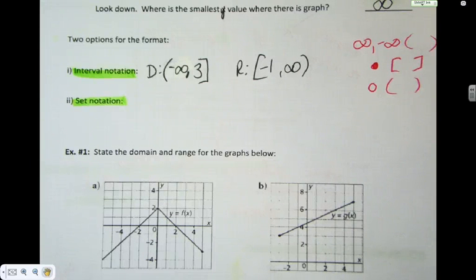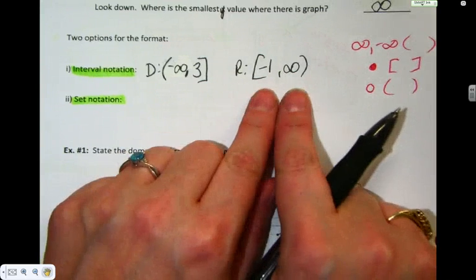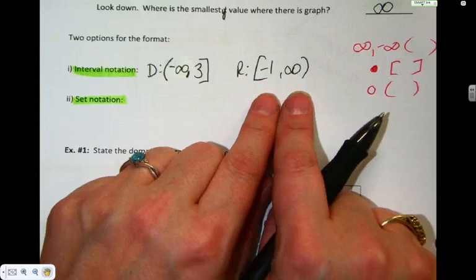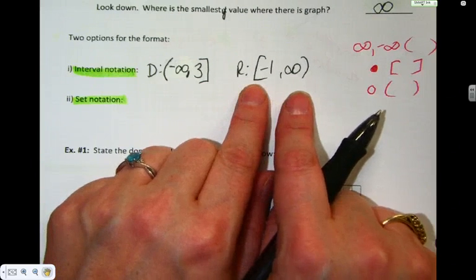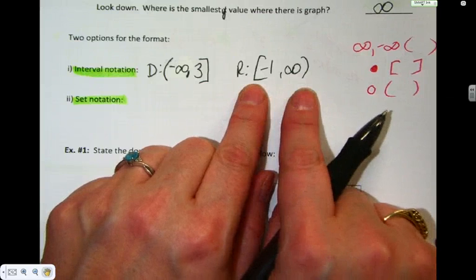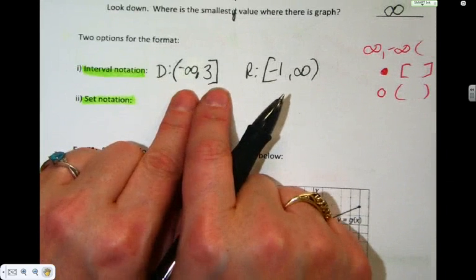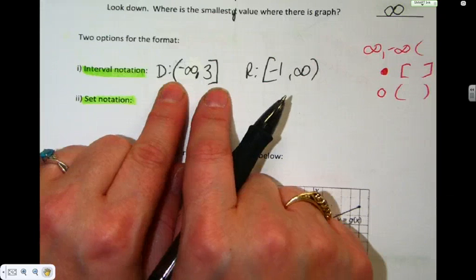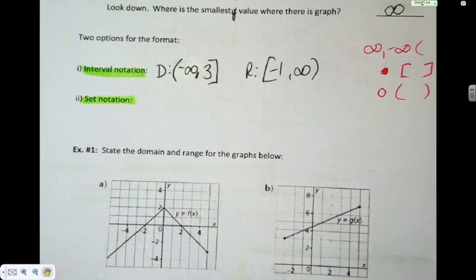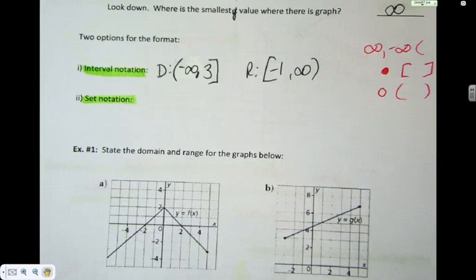These are symbols, and remember, to a mathematician, symbols are words. What you're saying without using all the words is all the possible y values are from -1, including -1, all the way to infinity. That's what this is saying. This is saying all the possible x values are all the way from -infinity up to 3, including 3. It's notation without having to use all those words. That's called interval notation. I'm going to give you the exact same information, but I'm going to use a different notation, which is called set notation.